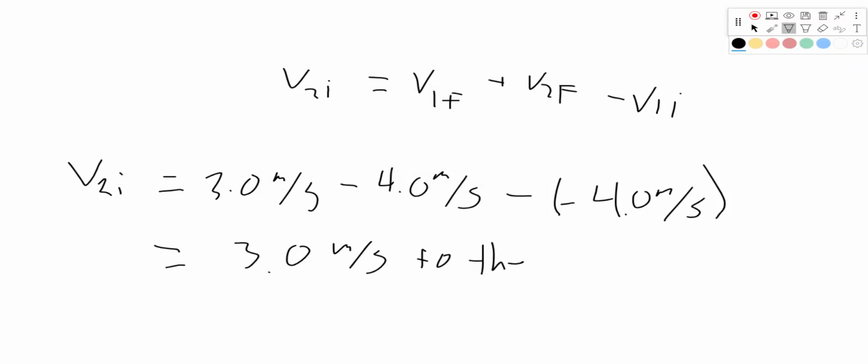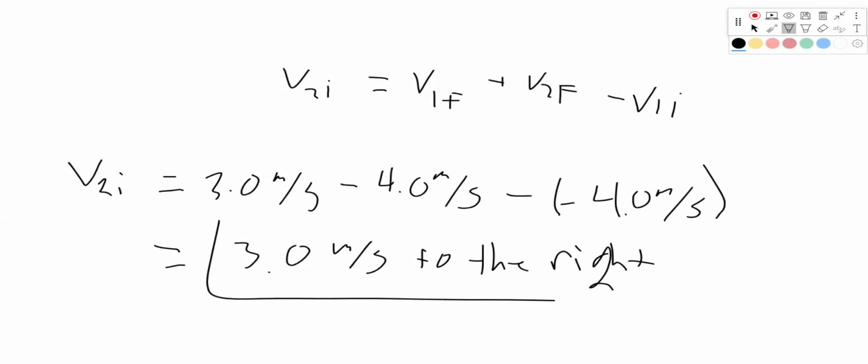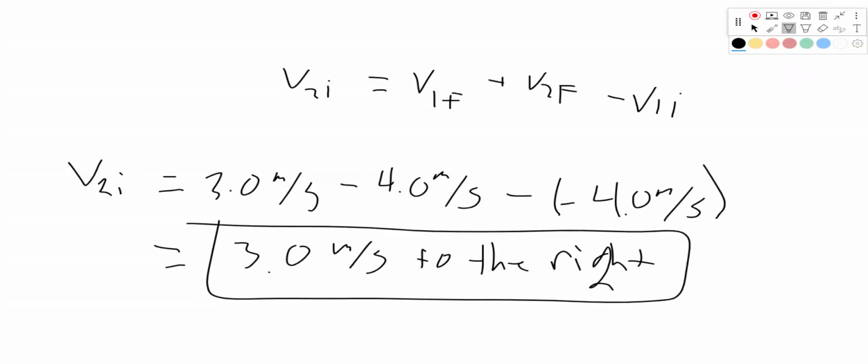You might have been able to guess that just based on the fact that they had identical masses, and it would make sense if one of them swapped their initial for the final velocity that the other one should swap the other way. But there is our answer.